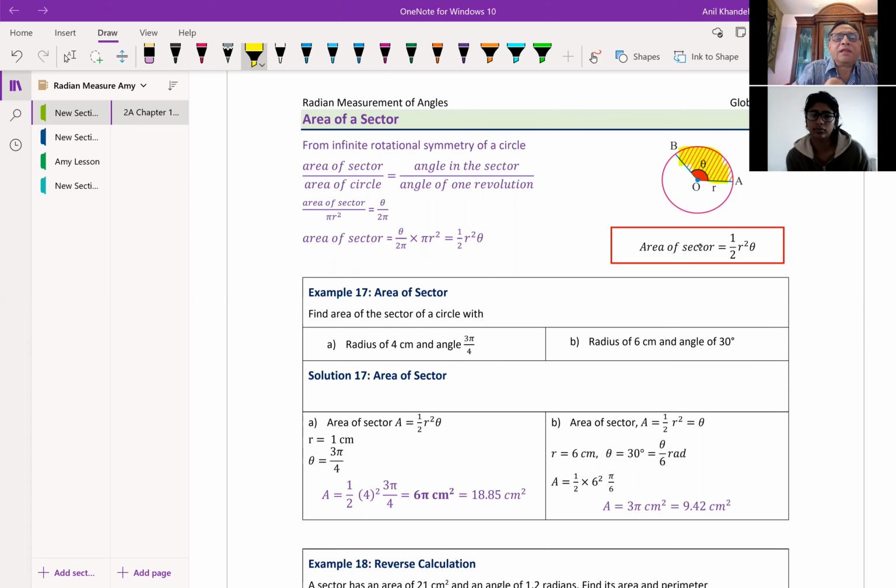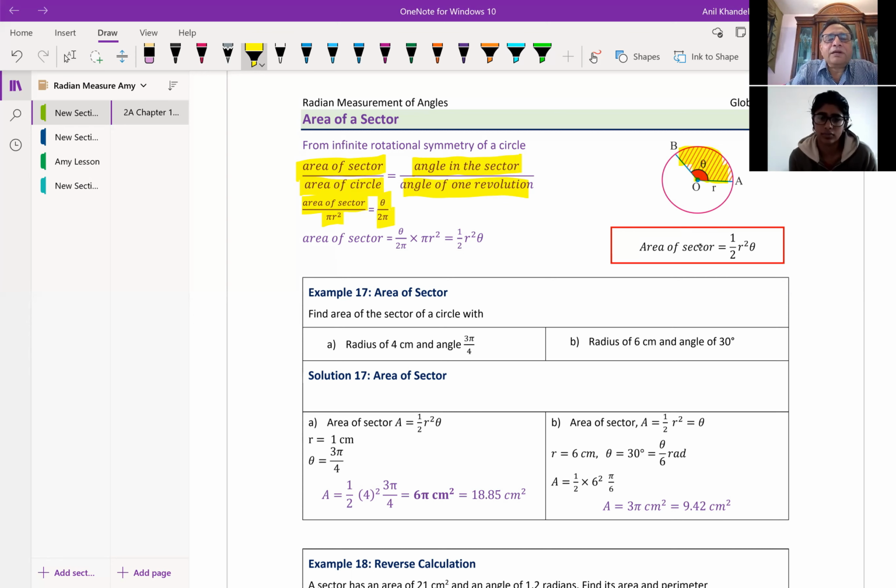And therefore, I can say that area of sector divided by area of circle should be equal to the angle in the sector over angle of one complete revolution. Perfect? So that means area of the sector, which we need to find, we are going to derive the formula today, divided by pi r squared, we know that is the area of circle, equals angle theta subtended by the arc, as shown in red here, divided by 2 pi, the full circle in radians. So that becomes the proportional statement, correct?